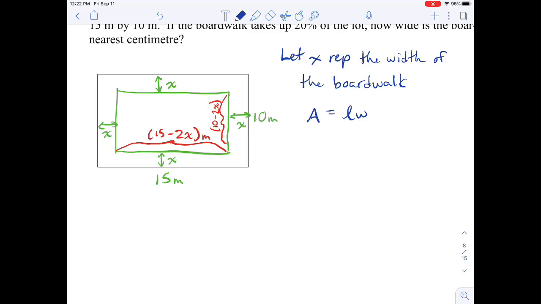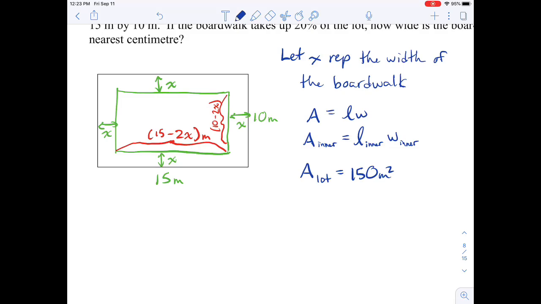So in general, we know that area is length times width. So that means the area on the inside, this inner area, must be equal to the length of that inner portion multiplied by the width of that inner portion. So those would be the values that I highlighted there in red in our diagram. But we need to substitute something in for the actual area of that inner portion, and we can figure out what that is. So first of all, we know that the area of the entire lot is 10 by 15, or in other words, it must be 150 meters squared.